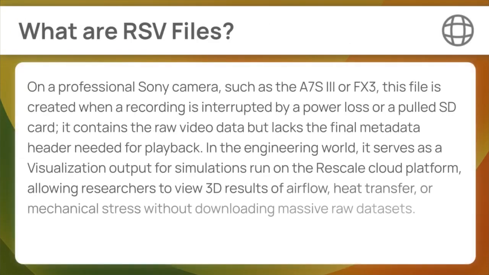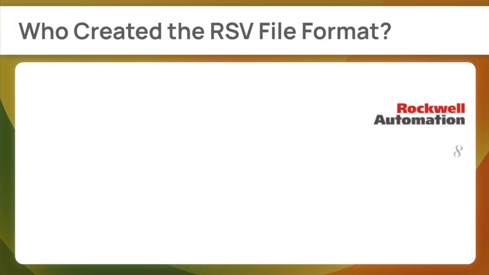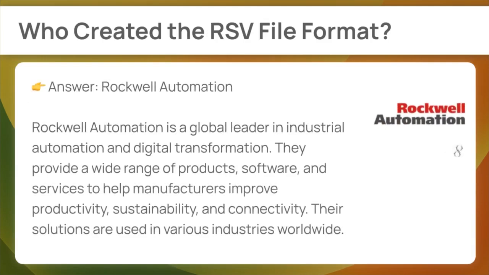On a professional Sony camera, such as the A7S III or FX3, this file is created when a recording is interrupted by a power loss or a pulled SD card. It contains the raw video data but lacks the final metadata header needed for playback. In the engineering world, it serves as a visualization output for simulations run on the Rescale cloud platform, allowing researchers to view 3D results of airflow, heat transfer, or mechanical stress without downloading massive raw datasets.